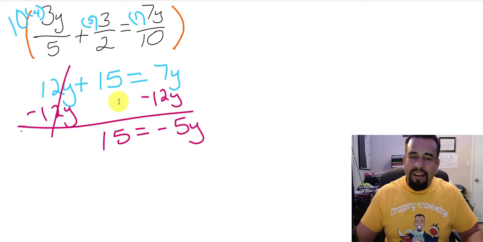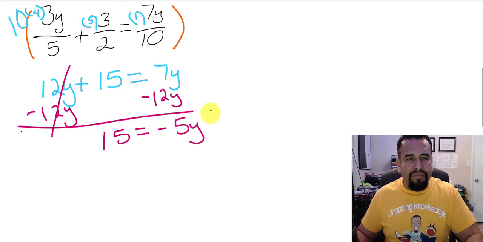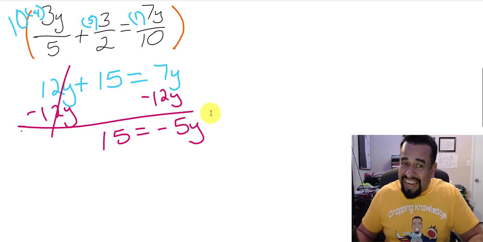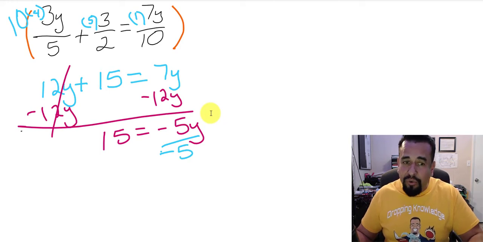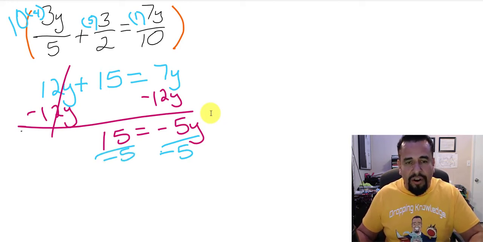All right. One last step. Let's divide both sides by 5. So that's negative 5, by the way. So divide here by negative 5. And whatever you do to one side, you do to the other. So that gives me my y equals 15 divided by negative 5 is going to be negative 3.